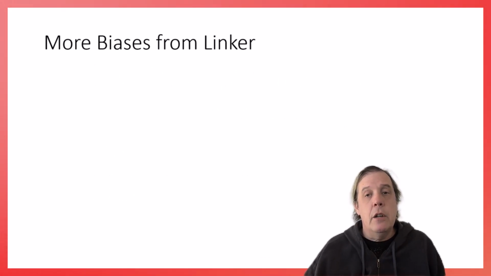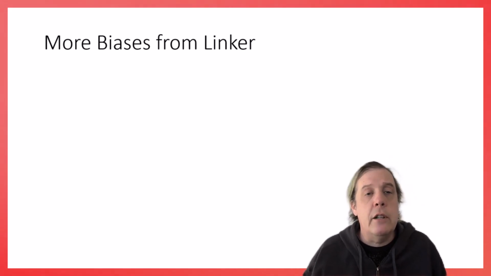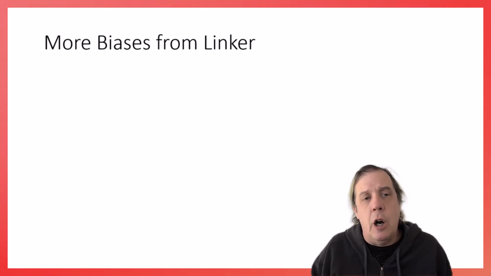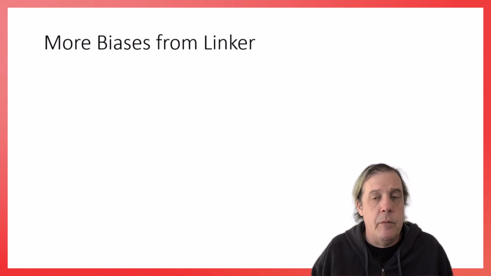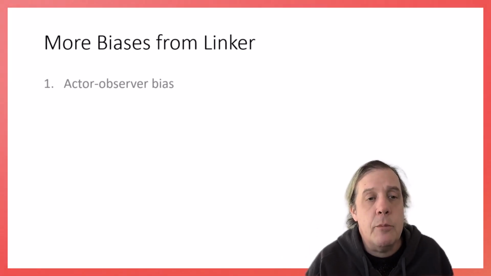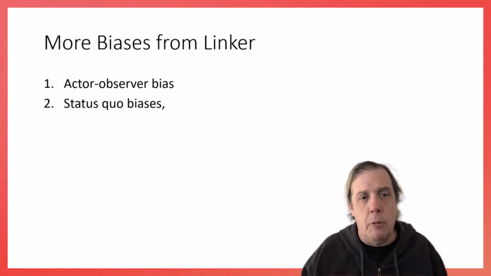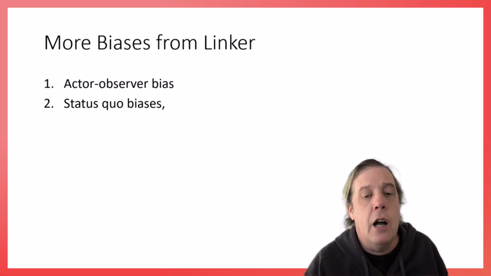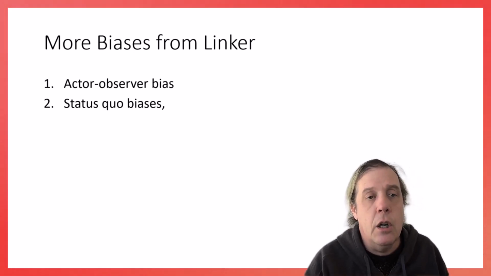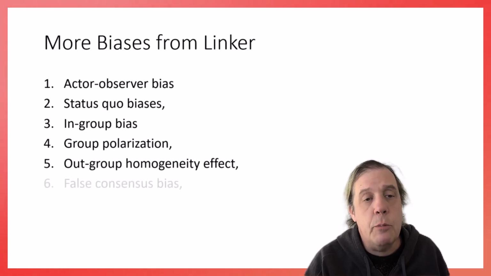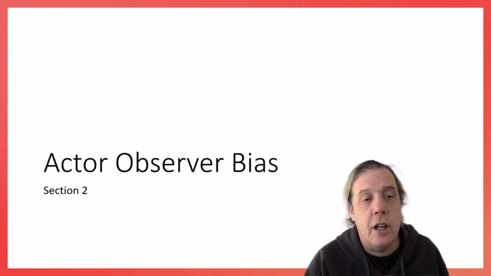So now we can go back to Linker. Linker, for the reading today, talked about various social biases that impact our ability to be critical thinkers. And all of these, in the end, relate back to failures of intellectual empathy. So I'm just going to run through the list here. Actor-observer bias, status quo biases. She just says status quo bias, but I'm going to expand on it a bit to include several variations of status quo bias. And then a whole bunch of biases that are related to group identities. So in-group bias, group polarization, the out-group homogeneity effect, false consensus bias, the hostile media effect.